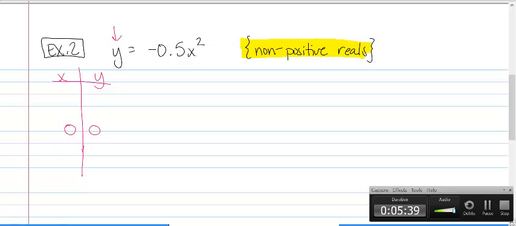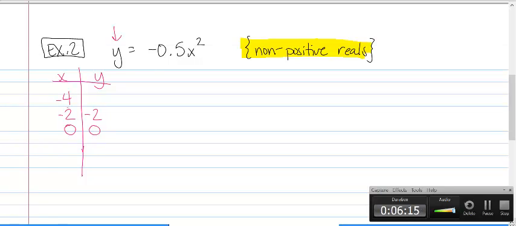Now, be careful. If I have a negative 1 that I substitute in here, negative 1 squared is 1. 1 times negative a half is negative a half. I do not want to be graphing halves. Unless you guys want to do that, you go nuts, but I don't like doing that. So I'm going to jump to negative 2. Now, negative 2 squared is positive 4. Positive 4 times negative 1/2 is negative 2. And again, you're noticing odds are not good numbers to substitute in here because of this negative 1/2.